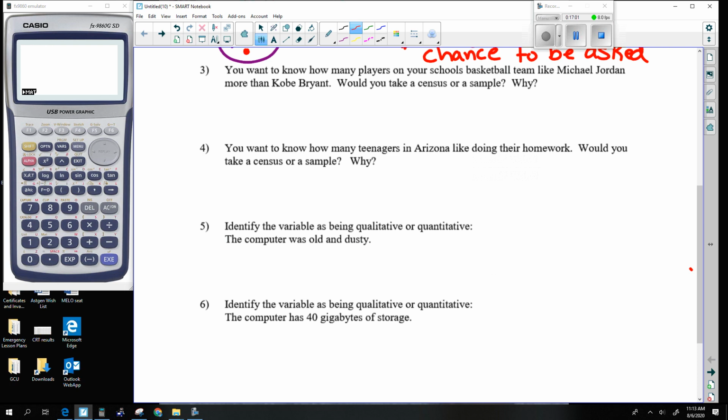Okay, you want to know how many play? Oh, I wrote this problem a while ago. R.I.P. Kobe.